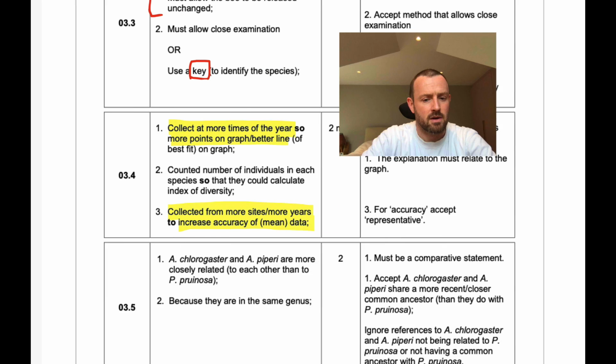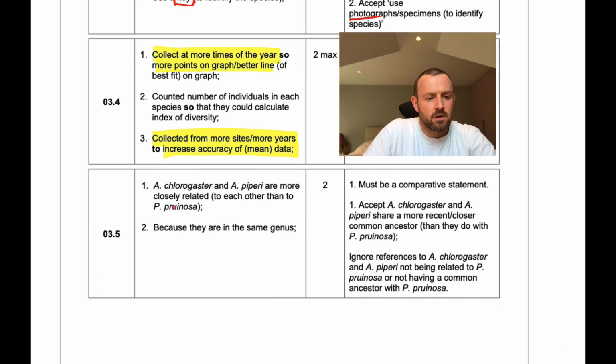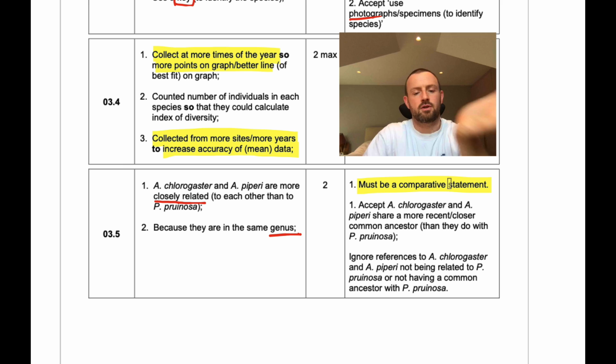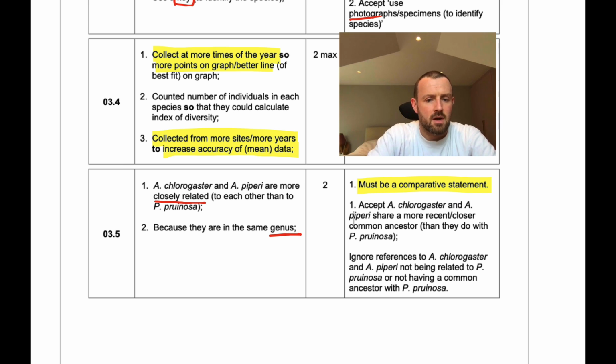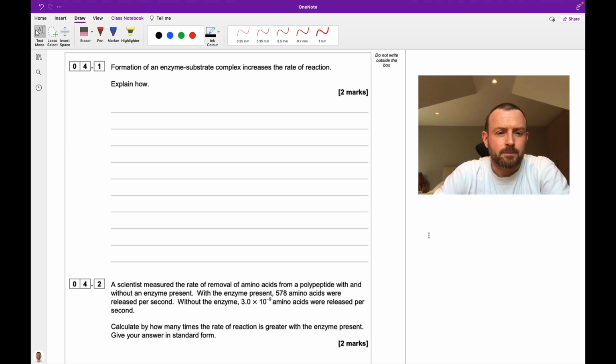Let's see the mark scheme. So you need to mention that A. chlorogaster and A. piperi are more closely related because they're in the same genus. I think that word genus is needed, and this idea of close relationship. So it must be a comparative statement. So this is interesting. You can't just say A. chlorogaster and A. piperi are closely related because they are in the same genus. That would get you 1 mark. You have to say that they are more closely related than to the other one, P. pruinosa, because it's in a separate genus. Okay, let's move on.